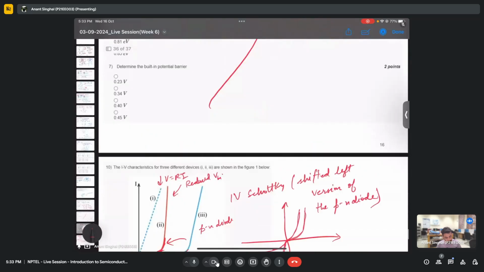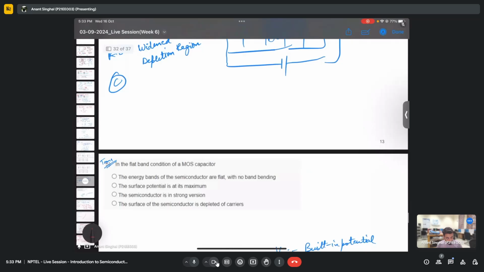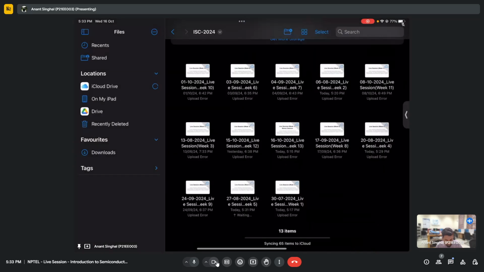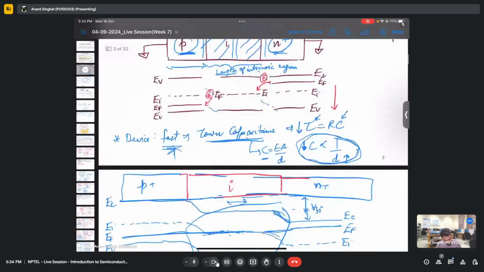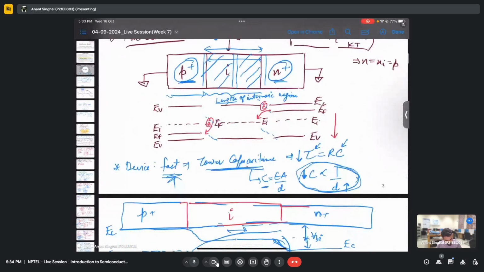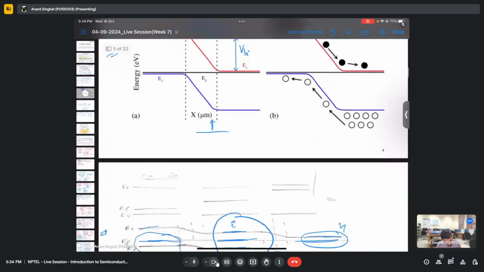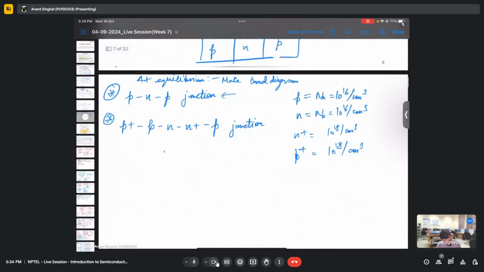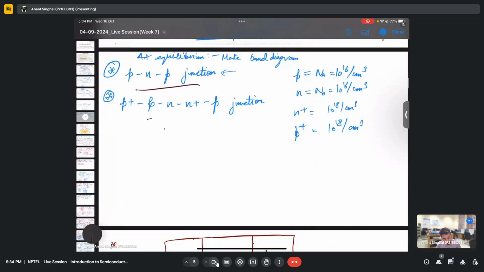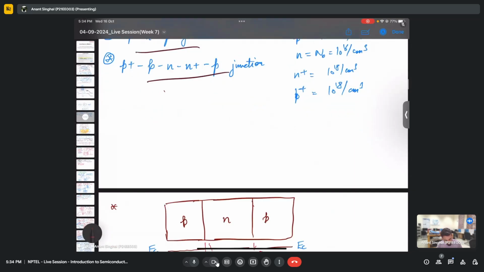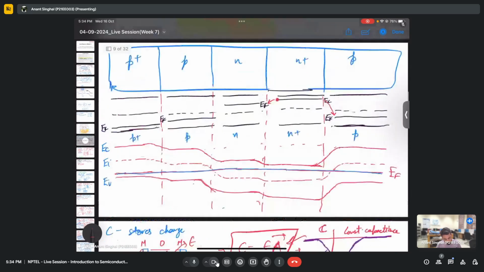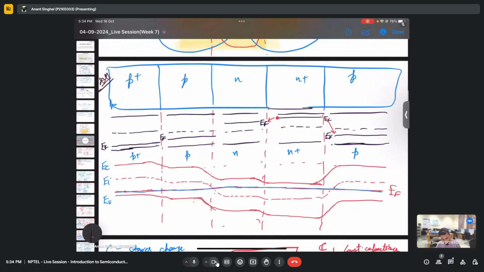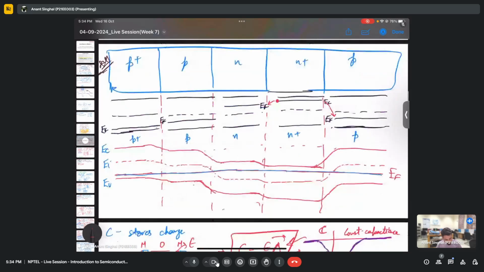More or less, it was this. The week 6 one is not very important, but week 7 is the most important now because we started the MOSCAP. Somebody asked a doubt about the pin diode, so I covered a very short pin diode topic. Then we did the band diagrams for some random junctions to get you more familiarized with the band diagrams, etc. If you still remember how to make these, that is very good.